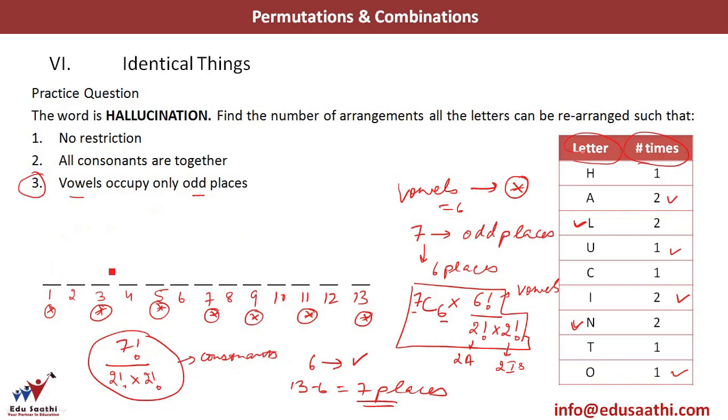So what is my final answer here for this question? It would be the number of ways in which the vowels arrange themselves, that is 7C6 into 6 factorial divided by 2 factorial into 2 factorial, multiplied by 7 factorial divided by 2 factorial into 2 factorial, in which the consonants can place themselves. So if you are clear with this question, I think you are through with most of the questions on identical things.